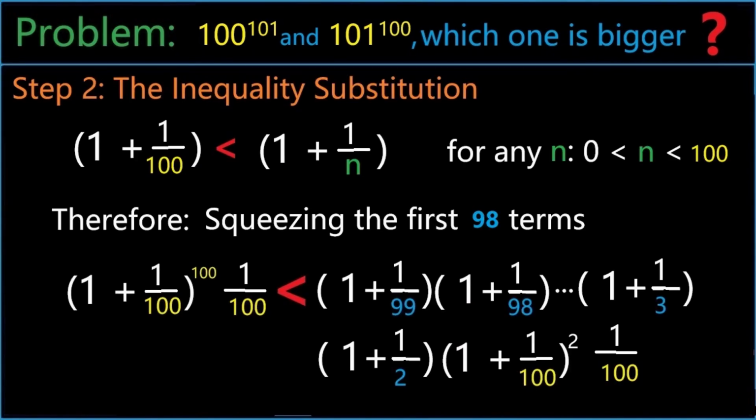Step 2, Inequality Substitution. Notice that 1 plus 1 over 100 is less than 1 plus 1 over n, for any n between 0 and 100. So we can squeeze the first 98 terms. That gives us this comparison, 1 plus 1 over 100, raised to the 100th, times 1 over 100, is less than the product. 1 plus 1 over 99. 1 plus 1 over 98. All the way down to 1 plus 1/2, times 1 plus 1 over 100 squared, times 1 over 100. Now we're ready to compare sizes.